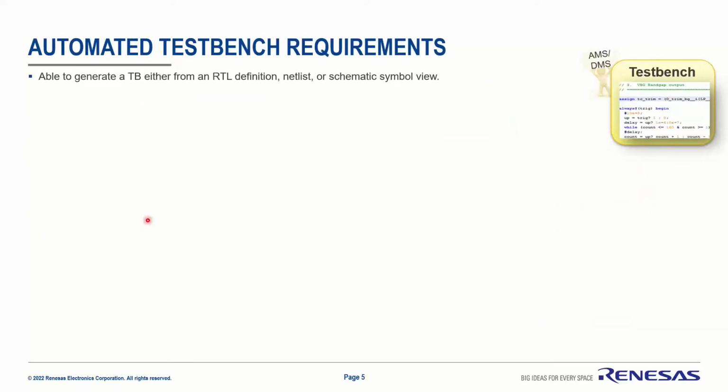So there are some requirements for the automation. We want to be able to generate the testbench from an RTL definition, a netlist, or a schematic symbol, because you could have your DUT as a schematic.